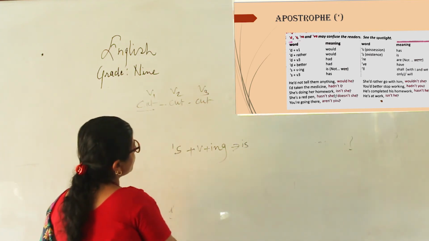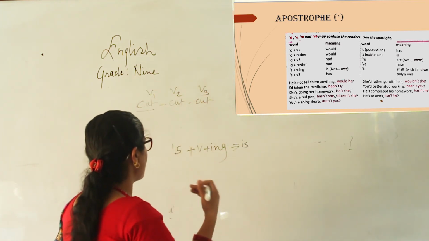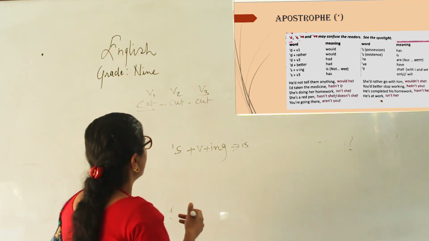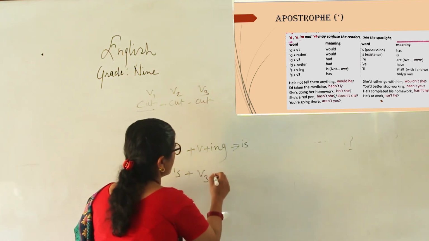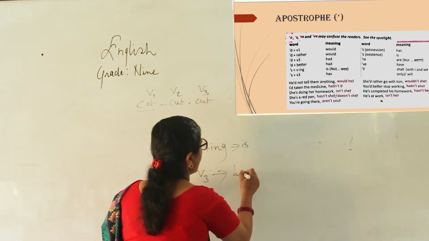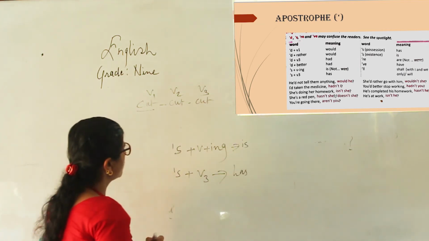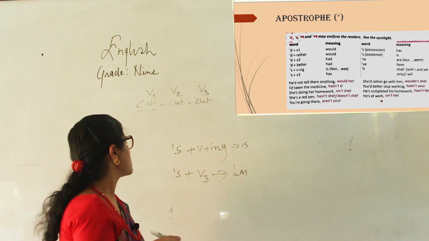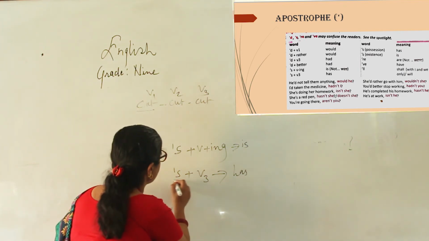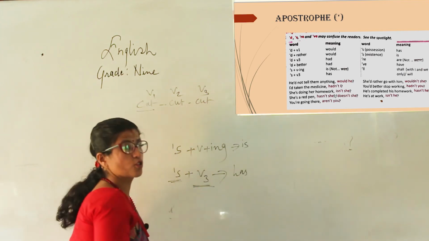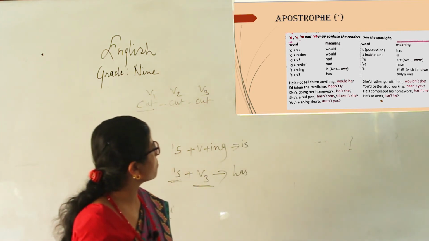Okay? If it is present, and if it is past, then it can be "was" also. And apostrophe S plus B3, what is that? It means "has". Okay? See, "is"... you can say apostrophe S plus B3, the third form of the verb. You can see the example there.